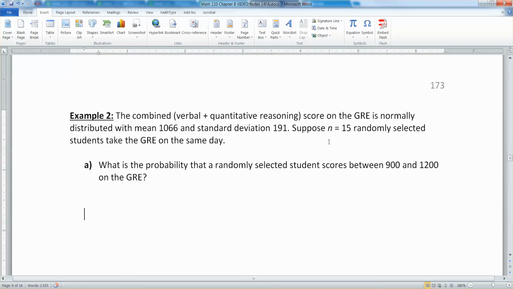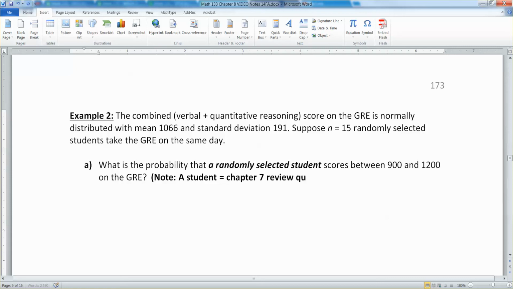Okay, a randomly selected student, see that right there? That's talking about one student. So this isn't really a chapter 8 question. A randomly selected student is a chapter 7 question. So let me make a note of this: a student equals a chapter 7 review question.